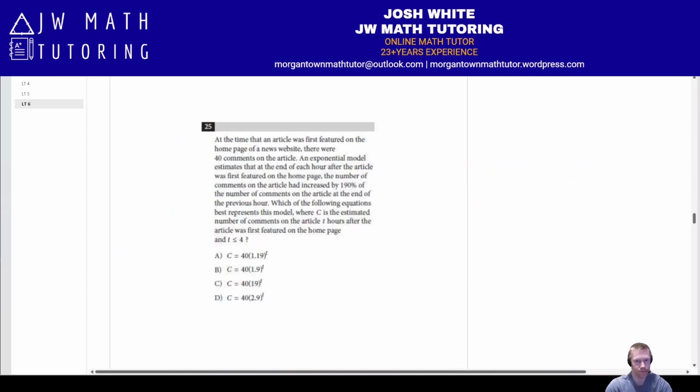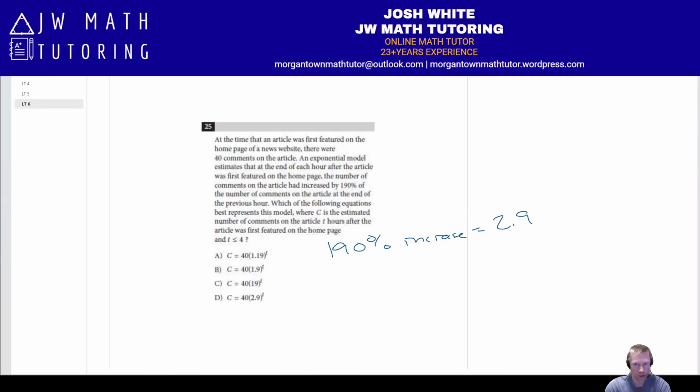So for this one, they're talking about something increasing by 190%. They want to know which of these equations represents this model. The thing to keep in mind is a 190% increase will actually be equivalent to something being 2.9 times greater. 2.9 times the original.